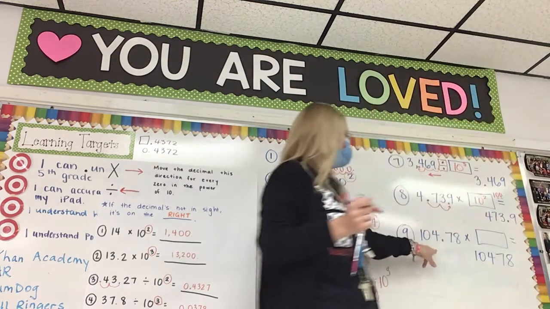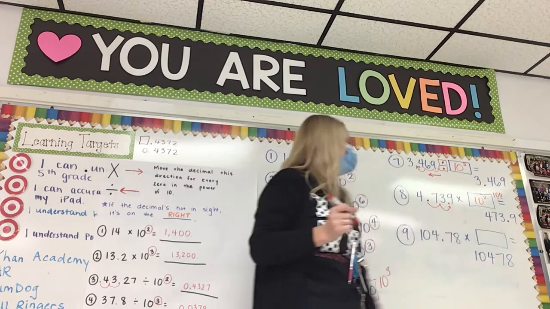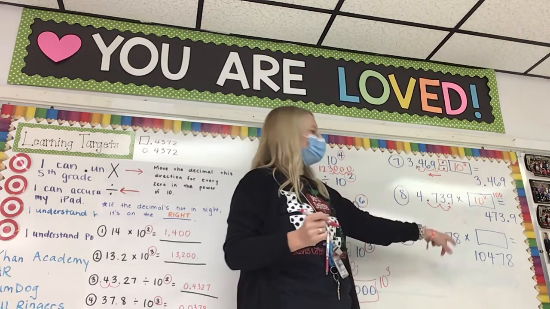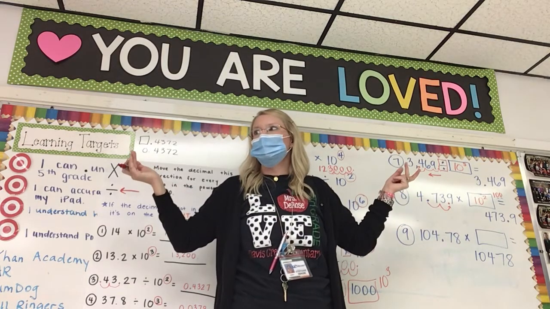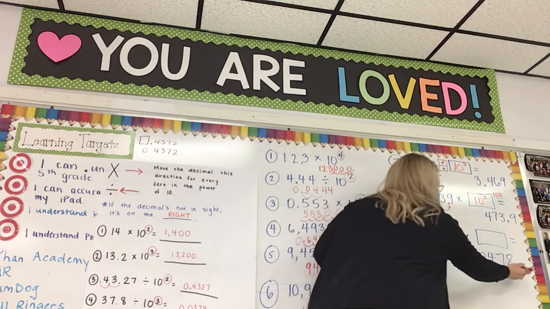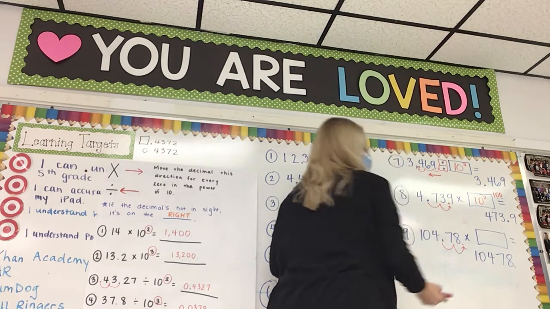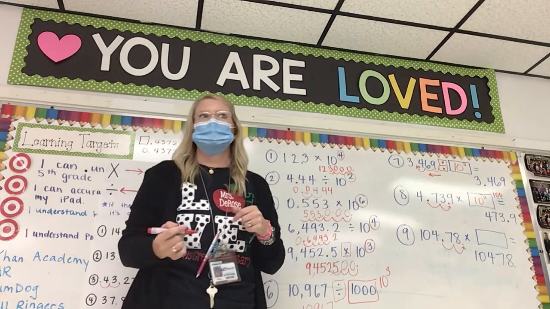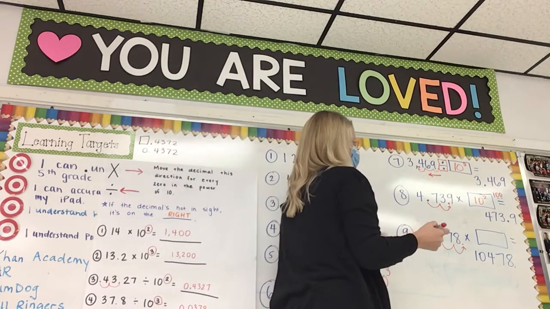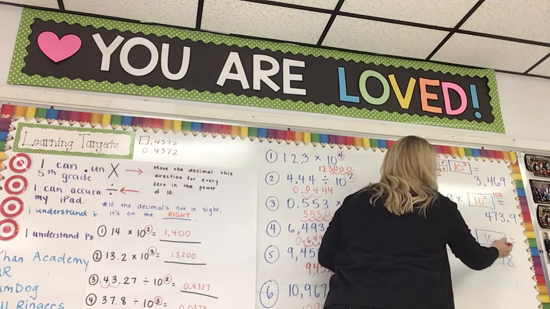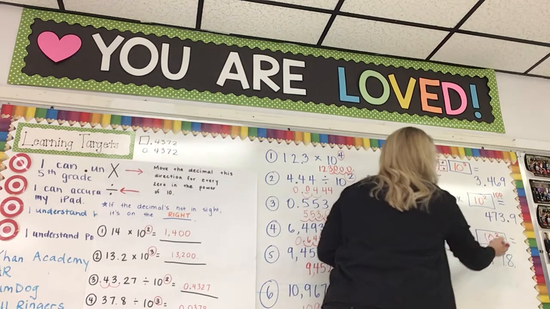Our last one says 104.78 times what equals 10,478. So where's my decimal in that last one? When it's not in sight, it's on the right. So that means it's right here. So my decimal has to move 1, 2 spots. So what's my answer? Well, we know it's going to be a power of 10. So how many times did my decimal move? 1, 2. So 10 to the second power.